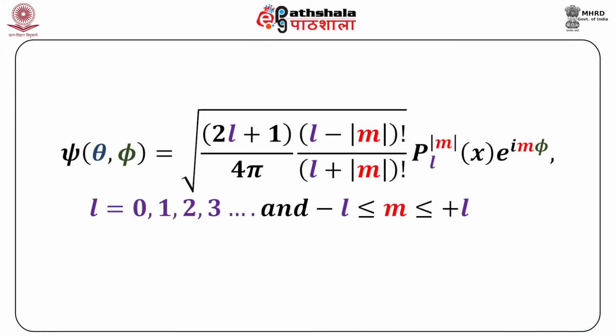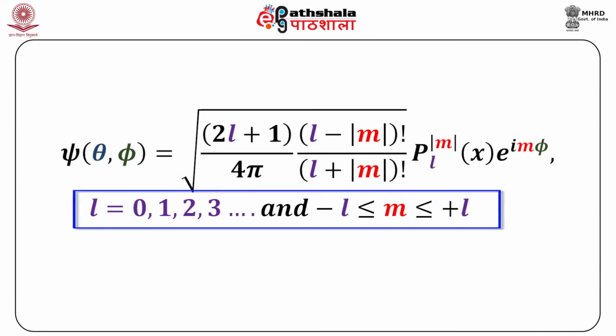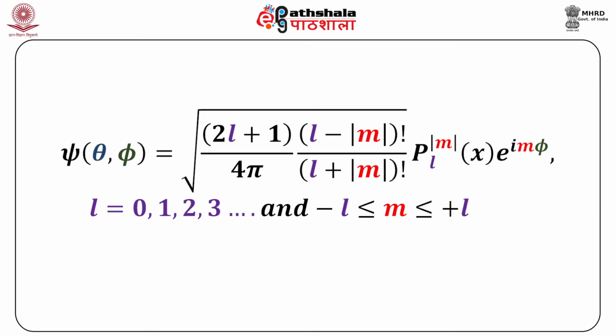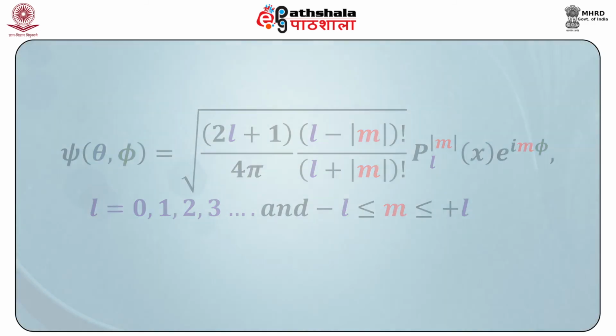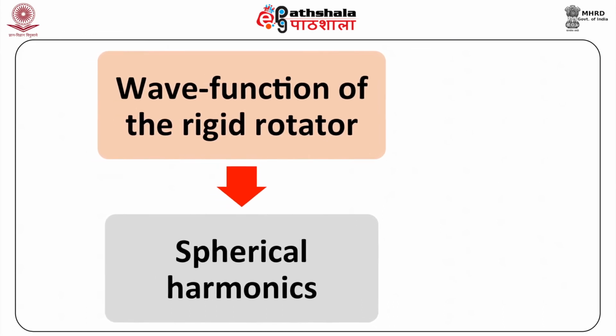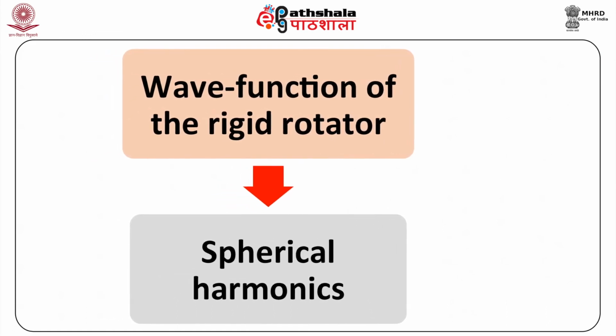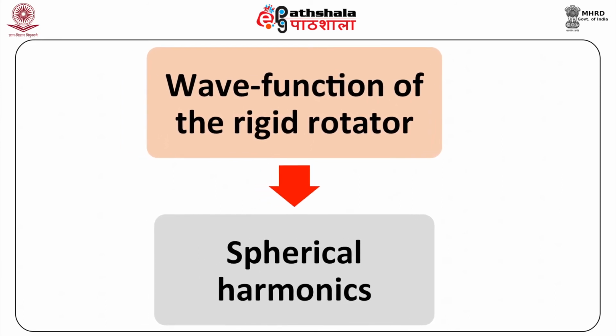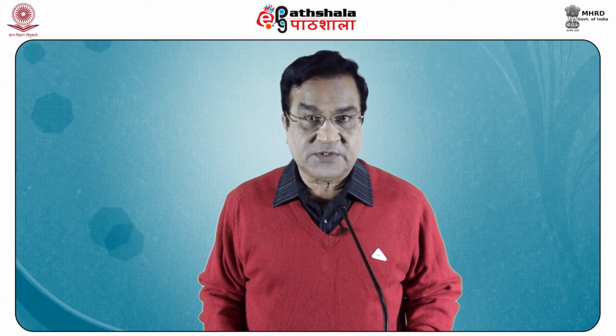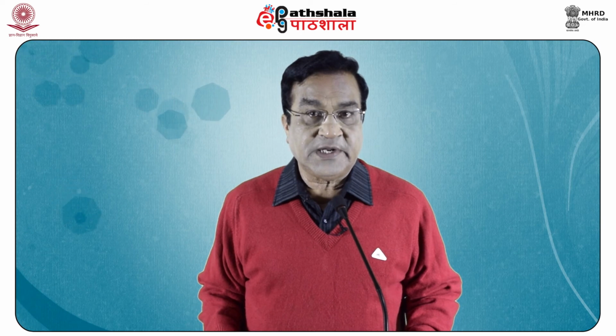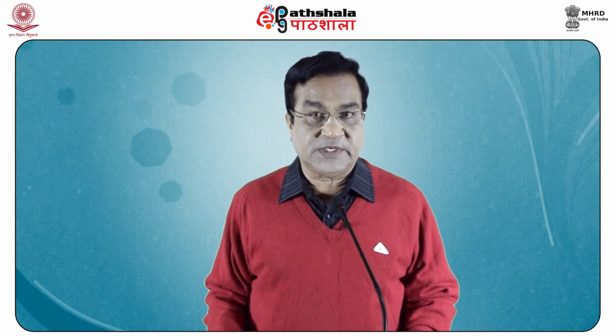Here one must remember, as it has been mentioned, L can have the values 0, 1, 2, 3, and so on, and M will have the values between minus L to plus L including 0. That means M will have 2L plus 1 values. These wave functions or the eigenfunctions of the rigid rotator are also called the spherical harmonics. Please remember, this is very important. All these things we will be ultimately using in the solution of the hydrogen atom.